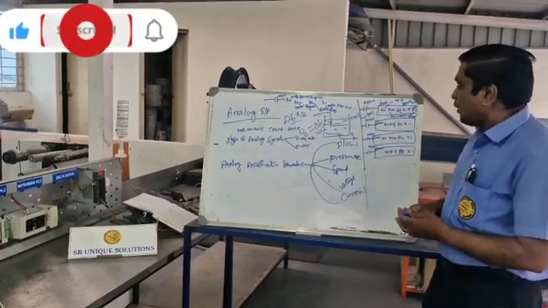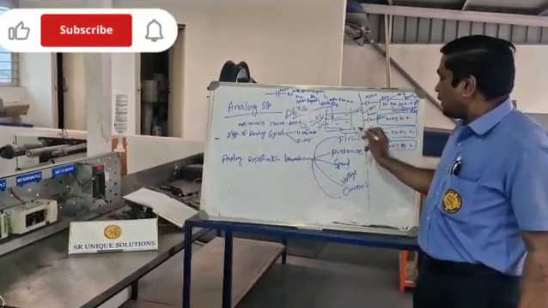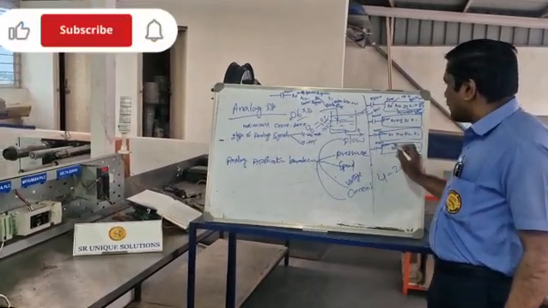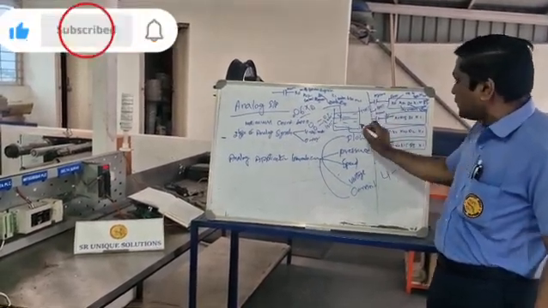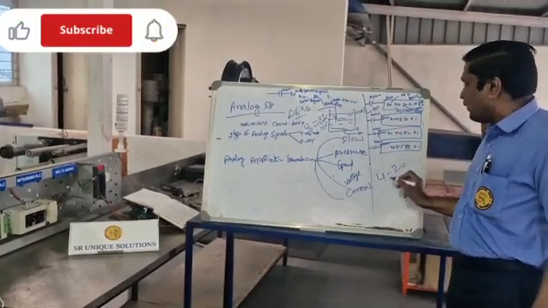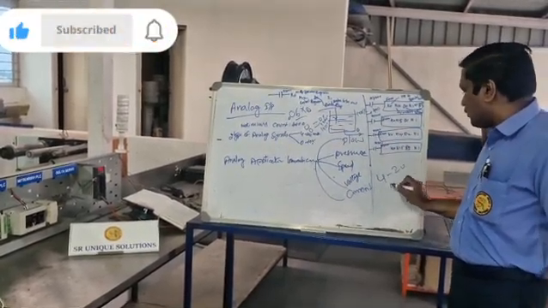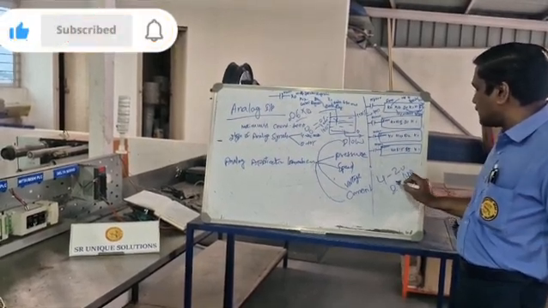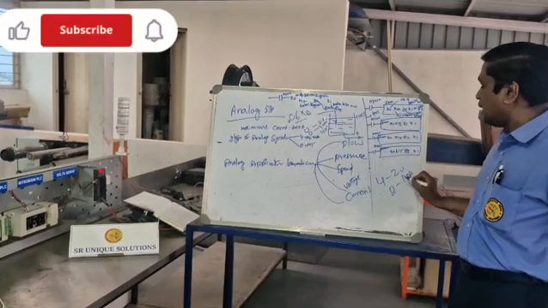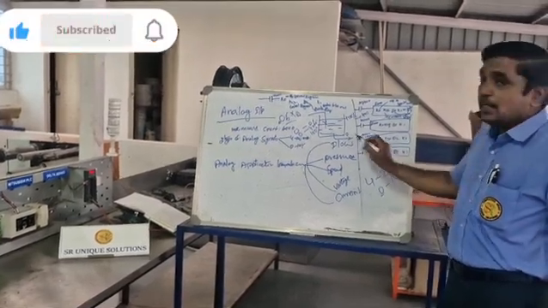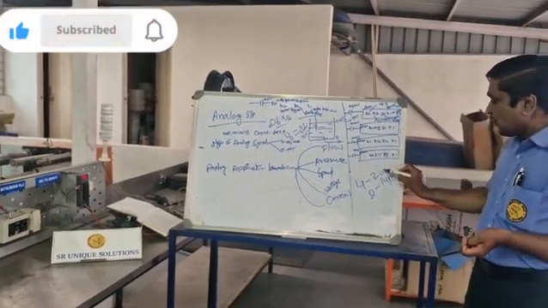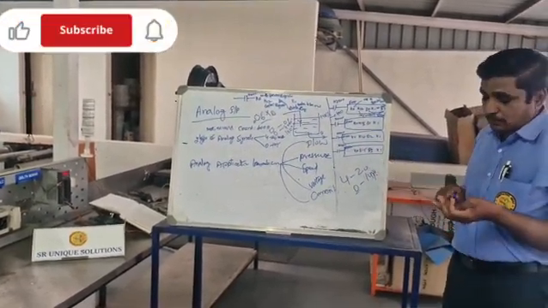For example, if you want to monitor one tank level, with 4 to 20 milliamps, 20 milliamps is 100%, 4 milliamps is 0 level. If you monitor the speed, if it is 0 to 1440 RPM, 0 is 0%, 100% is 1440. When it reaches 1440 RPM, it is going to be 100% speed. That is going to generate 20 milliamps.